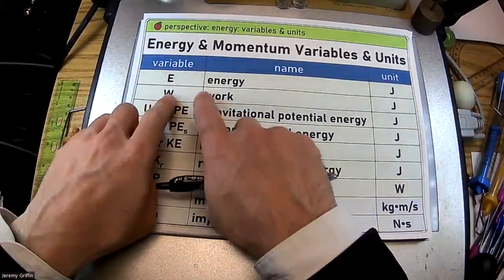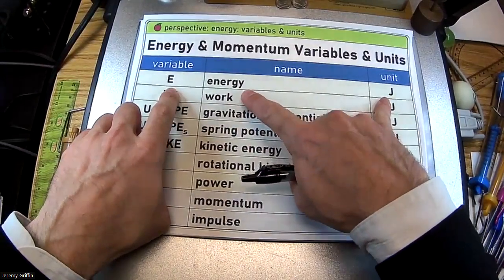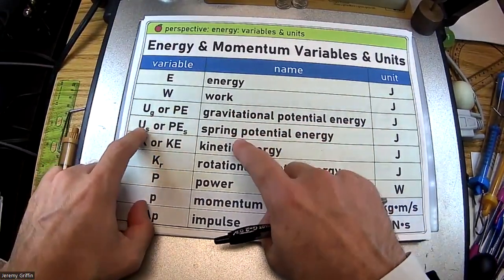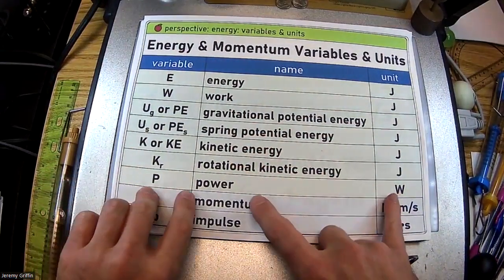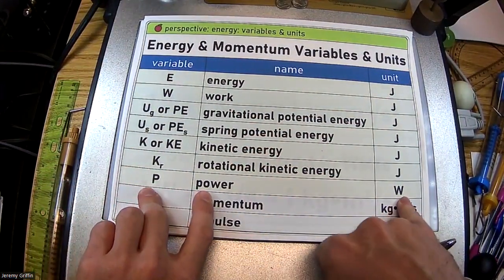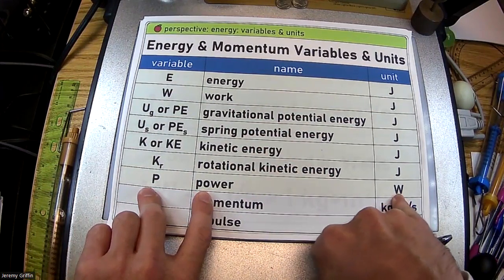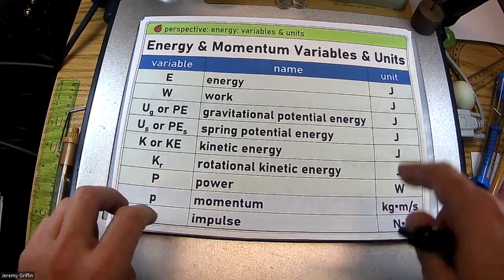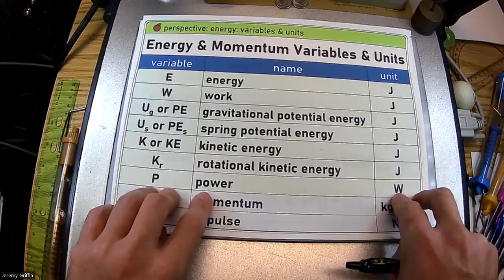Here's a list of variables and units that you'll see for Unit 4 and Unit 5. So we got energy, you can measure in joules. Work is a transfer of energy. Energy can take these different forms. I got another poster for this too. There's also power measured in, what does capital W stand for as a unit? Watts. 1 watt is 1 joule per second. So it's like a rate of work, a rate of energy.